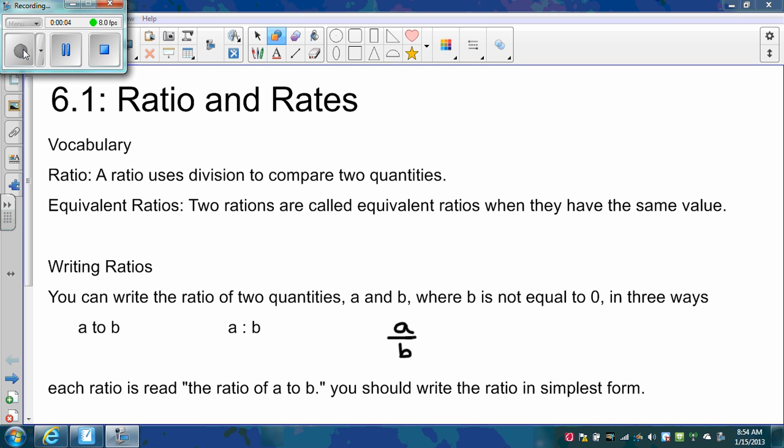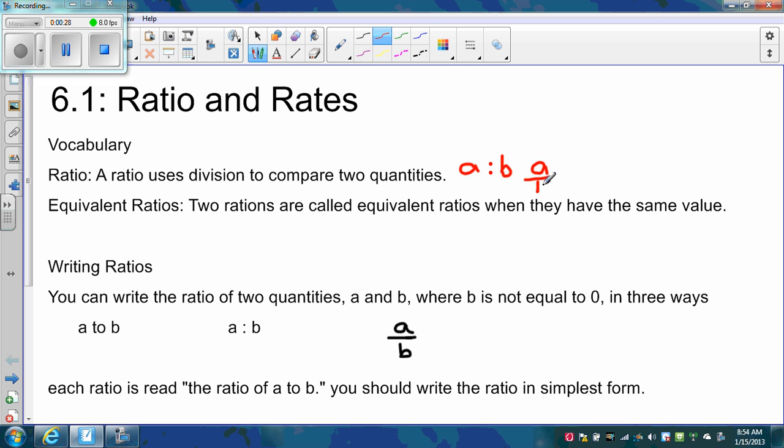Lesson 6.1 is on ratio and rates. First, let's start off with some vocabulary. Ratio is one of our vocabulary words, and a ratio uses division to compare two quantities. So just like you've done before, it's comparing two numbers to each other. So comparing A to B, or A over B, same thing, any numbers.